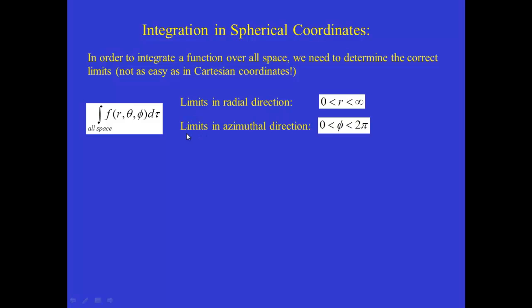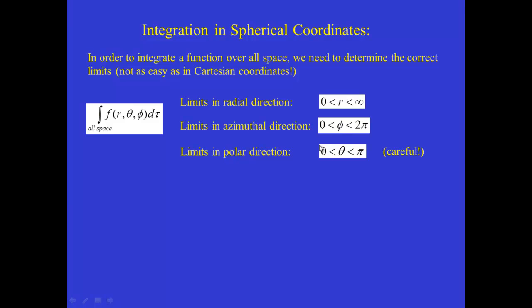Theta is just a little bit more complicated. It's tempting to think that theta should also run from 0 to 2 pi, but if you think about it, the polar angle measured from the positive z-axis, by the time you get down to the negative z-axis, you've only gone through an angular distance of pi. And so that's all you need. That has covered all of the volume that's possible along the polar direction.